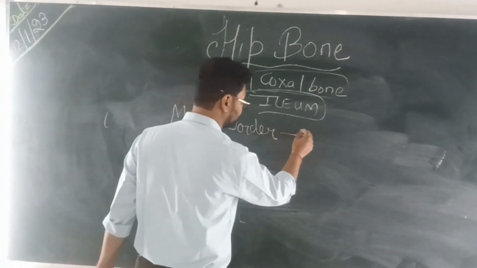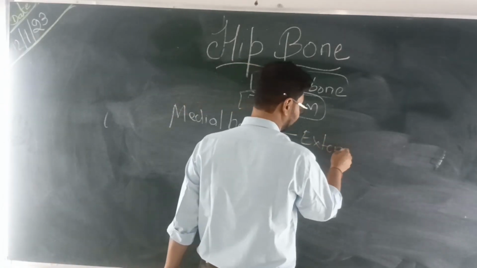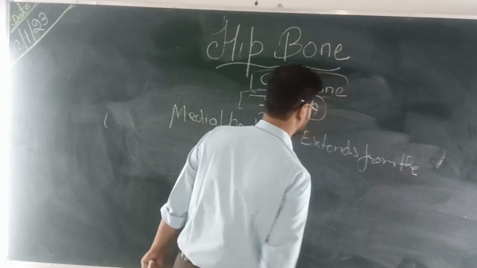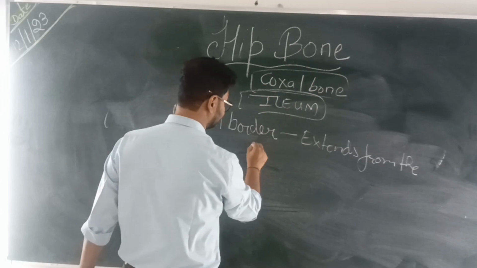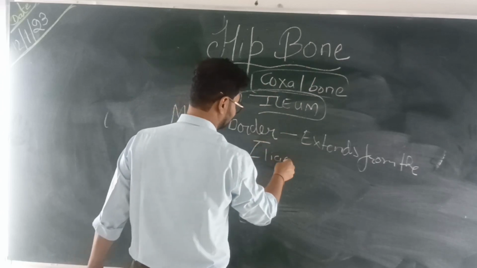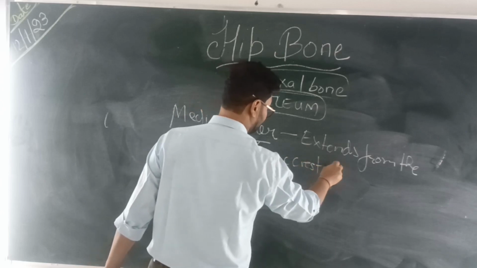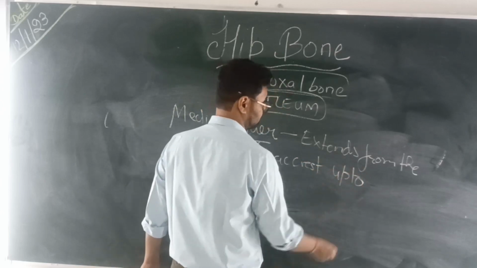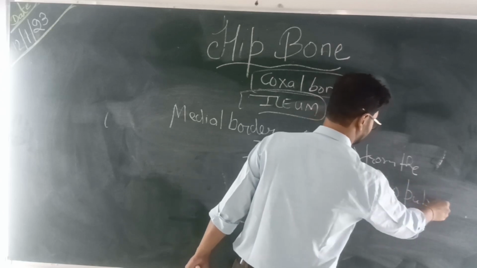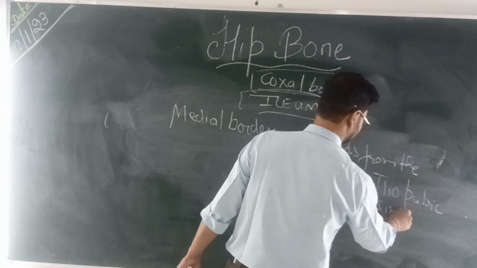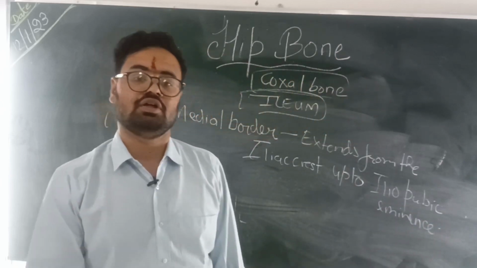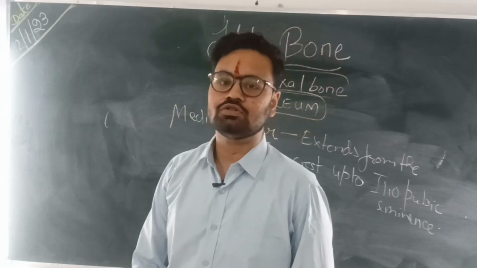So the medial border, I wrote it down, extends from the iliac crest up to the iliopubic eminence. I hope you got my point. So these are the three borders of the ilium.